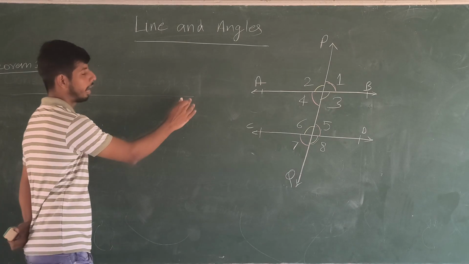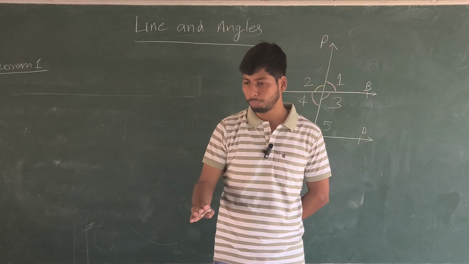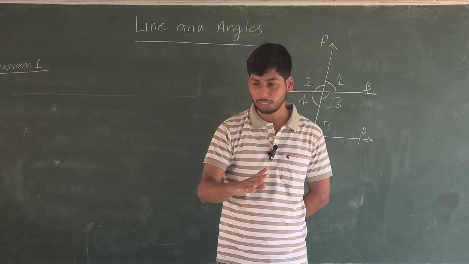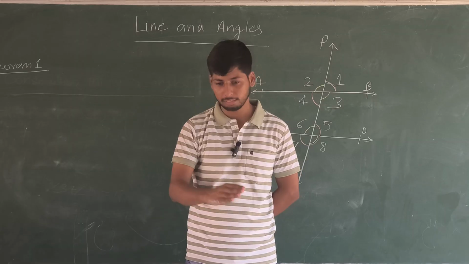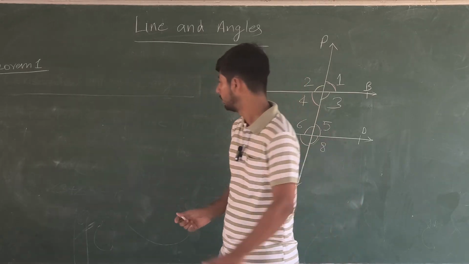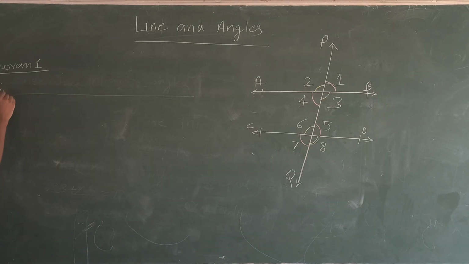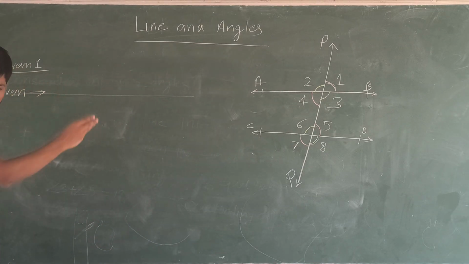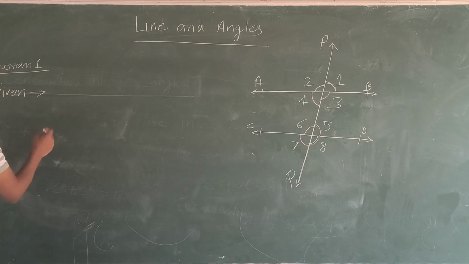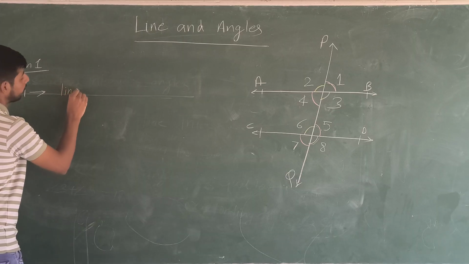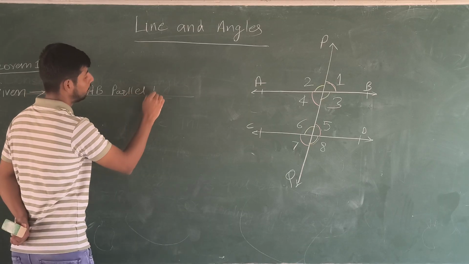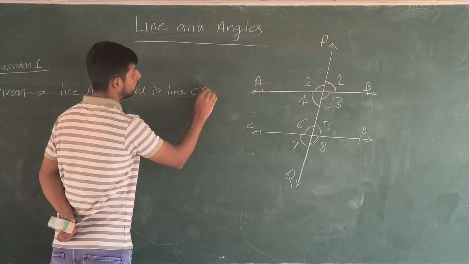In the last class, I already told you that when we are going to prove any theorem, the first step should be given, then second what we have to prove, and after that we are going to prove it. So the first point is given. Here what we have given is that these two lines are parallel and a transverse line intersects at two different points. So we can write that line AB is parallel to line CD.